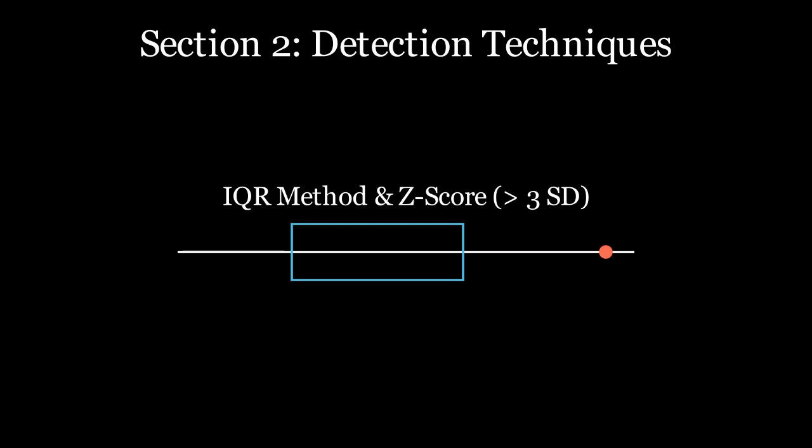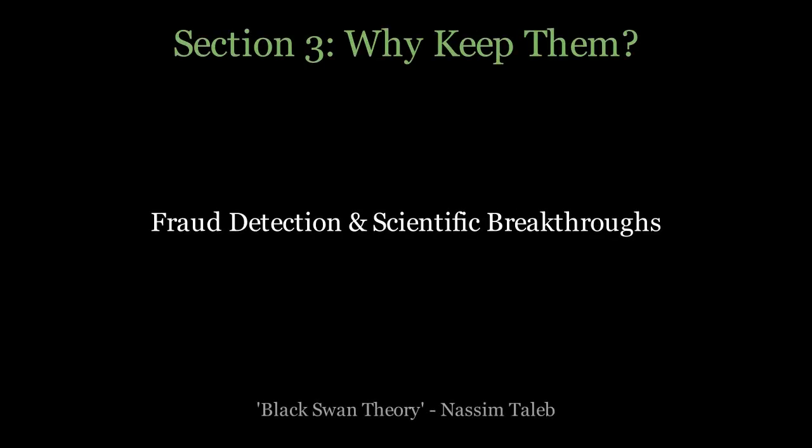Section 3. The case for keeping outliers. In many industries, outliers are the signal. Consider fraud detection in banking. Millions of normal transactions are boring. It is the outlier, the $10,000 transfer from a dormant account, that we care about. Similarly, in scientific breakthroughs, outliers often lead to new discoveries. As Nassim Taleb describes in his Black Swan theory, it is the unexpected, high-impact events that shape history and markets. If you remove them, you are blind to risk.